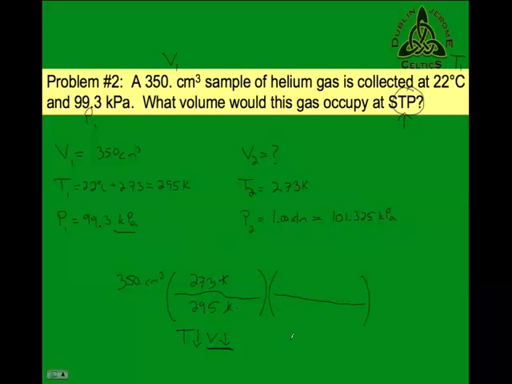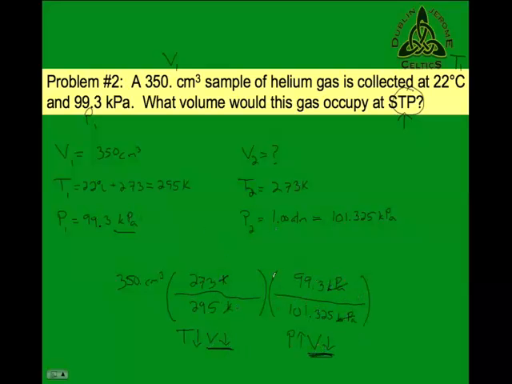Separately, let's handle the pressure. Pressure goes from 99 kilopascals to 101. Pressure went up from start to finish. The volume, opposite of pressure, is going to go down. So the smaller one needs to be on top again. 99.3 kilopascals over 101.325 kilopascals.